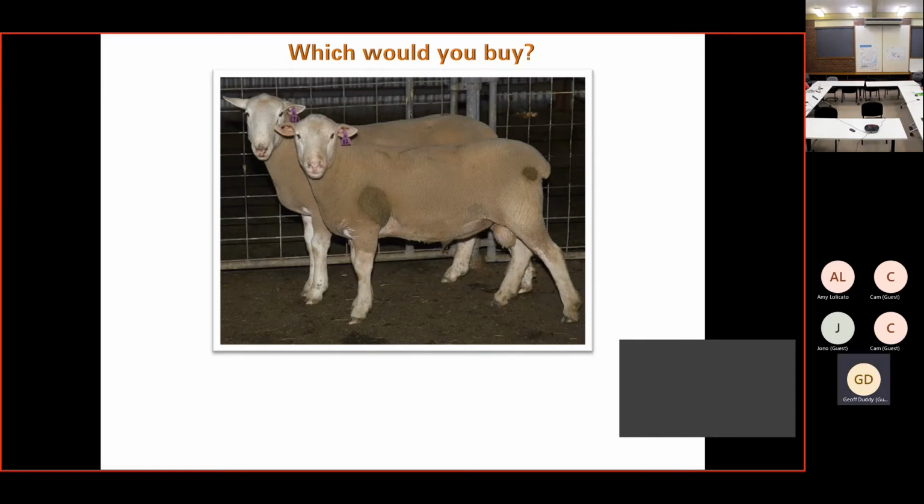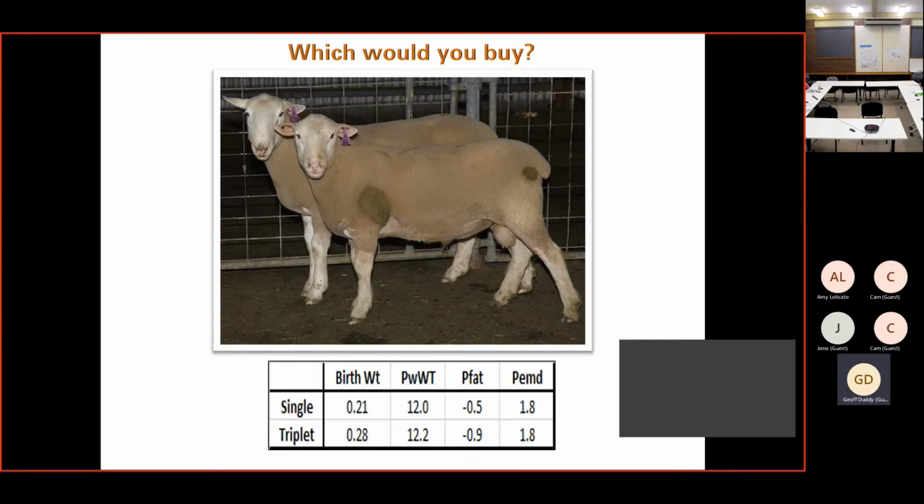I took this photo in a workshop we did at Orange with Murray Long. Our industry is pushing for big is best. They're starting to pull it back now. There are some issues with selecting, for example, for very high growth rates and putting too much emphasis on that, in that we make a heavier, mature animal. If you went to a sale, which of those two rams are you more likely to buy? And nine times out of ten, it'll be the bloke at the back.